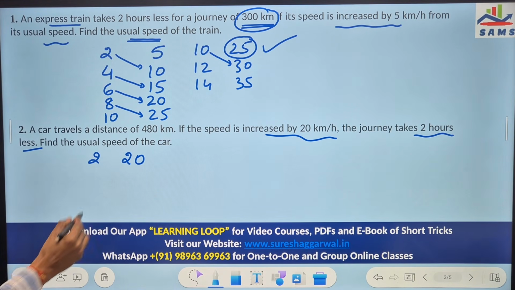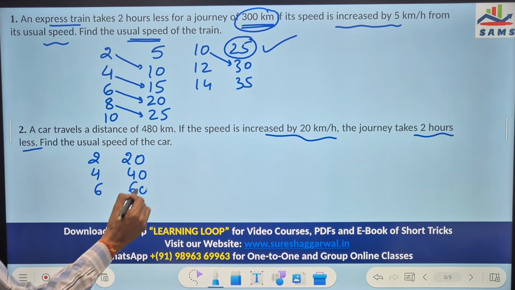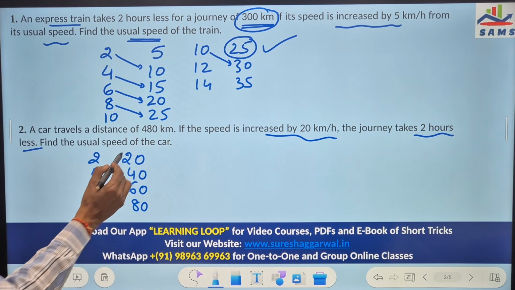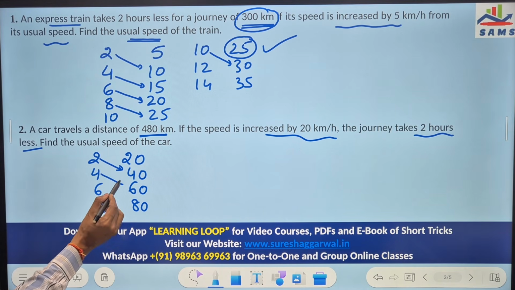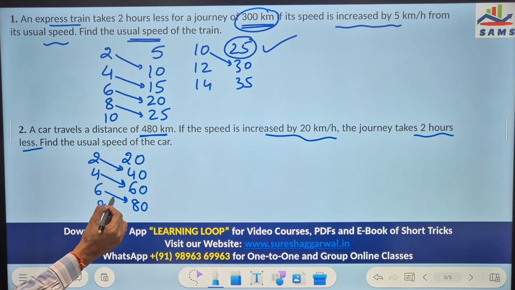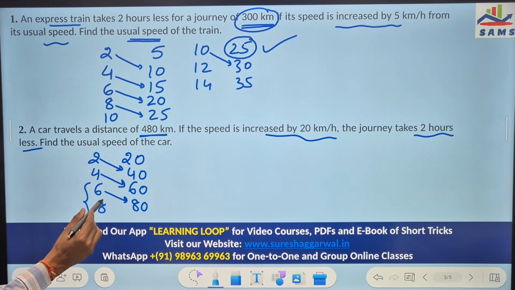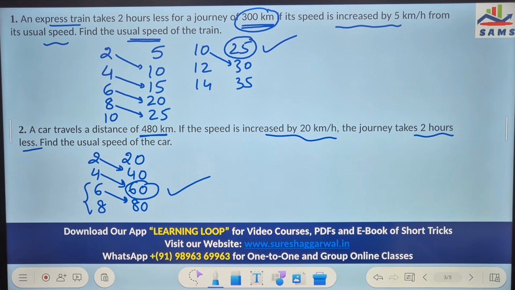So 2 for 20, 4 for 40, 6 for 60, 8 for 80. Like this you have to go on. And where do we have to reach? 480. So here it is only 80. Here it is 240. Look at this. This times this, 6 into 80 is 480. And so this is the cross product which is giving you the desired distance, and therefore the answer is 60 km/h. And that is the exact answer which you want.